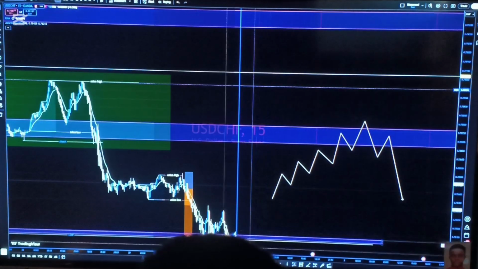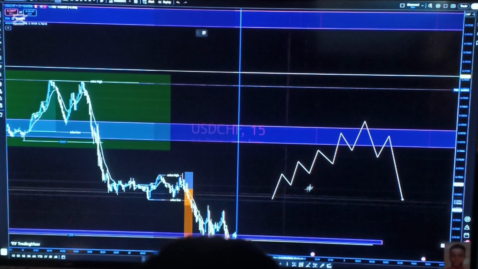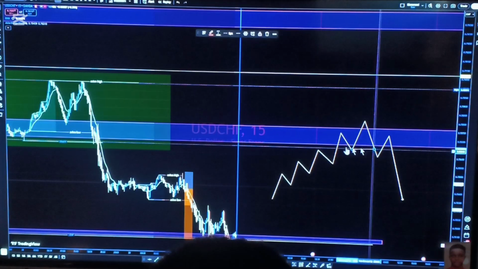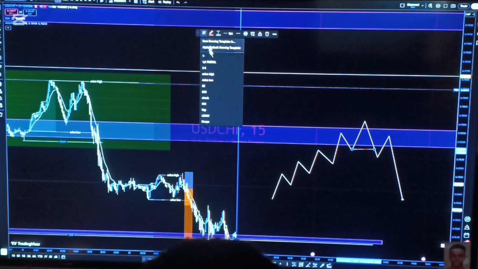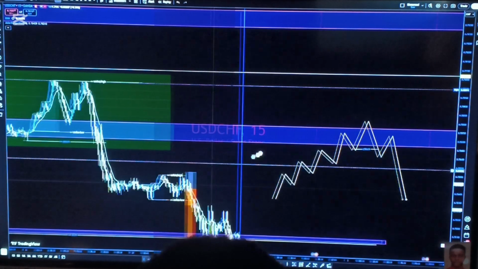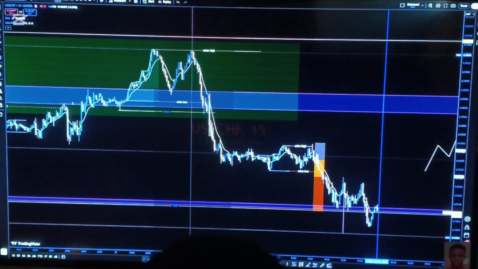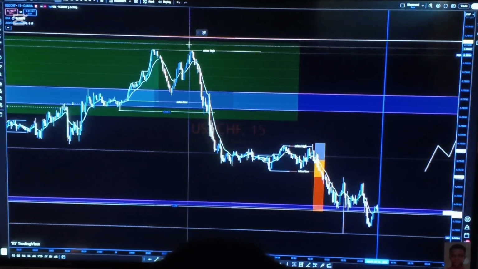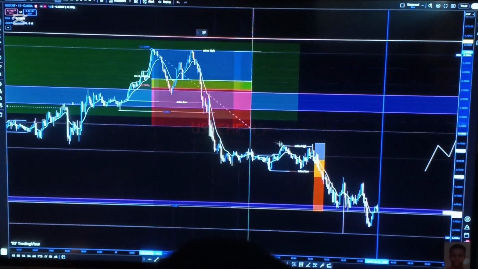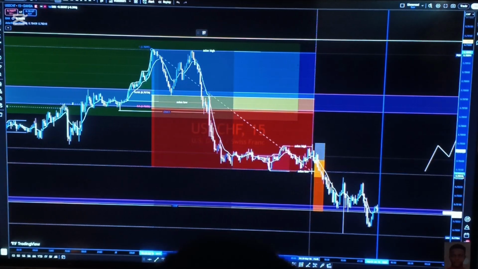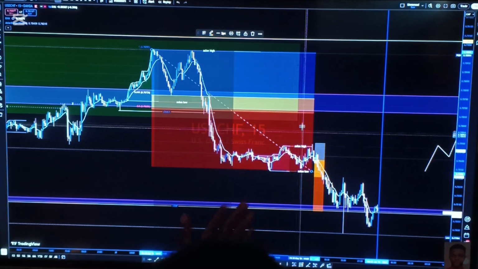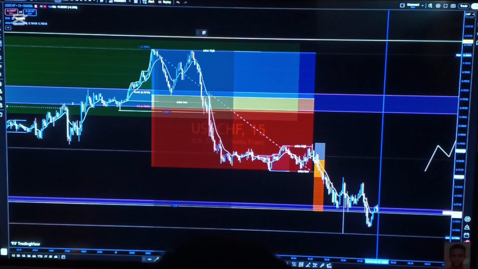Now it happened that this is a change of character over here. It happened that there was no pullback. So hence I missed this trade because I was waiting for a pullback over there. This is a Fibonacci tool from the swing high to the swing low. This is a swing low over here, the Asian low. I was waiting for the trade to pull back up here to this resistance zone.